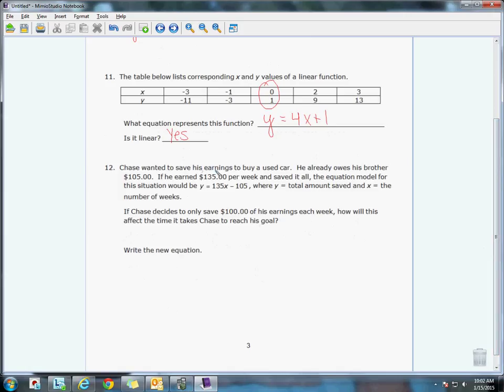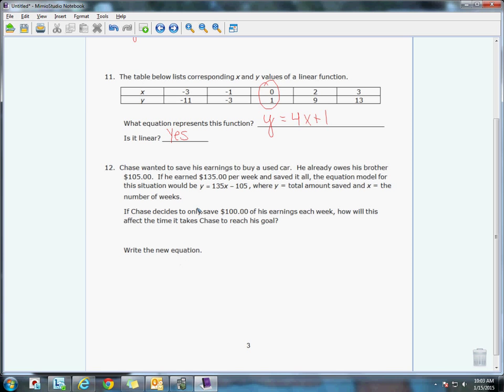Chase wanted to save his earnings to buy a used car. He already owes his brother $105. He earned $135 per week and saved it all. The equation that modeled the situation would be y equals 135x minus 105, where y equals the total amount saved and x equals the number of weeks. If Chase decides to only save $100 of his earnings each week, how will this affect the time it takes Chase to reach his goal?